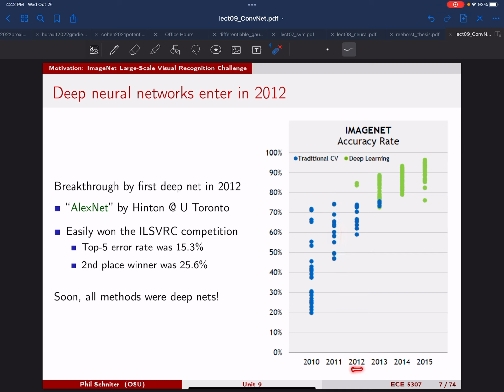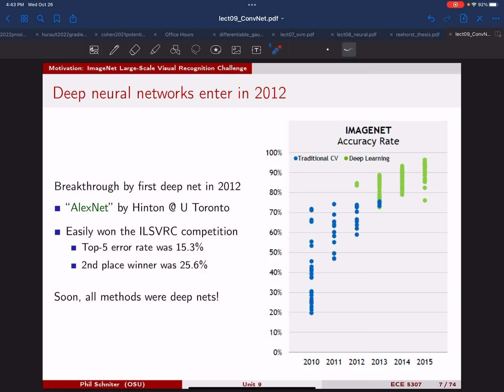But in 2012, there's a big breakthrough where a couple methods that were proposed really stood apart from all the rest. And those 2 methods were based on deep learning for the first time. All these other methods were traditional computer vision, so maybe things like support vector machines and so on. So there was a big improvement in overall performance from the previous year. The top 5 error rate was 15.3%, and that's pretty impressive with 1,000 classes. And the second place winner, as you can see, was more than 10% worse. So there's a big gap.